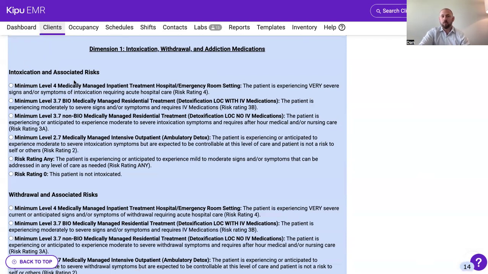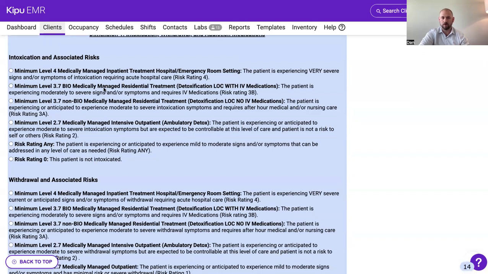Level 4, hospital emergency room setting. If they're coming in and they're having a seizure right in front of us, clearly that's not what our facility is designed for. 911, paramedics need to take them to the emergency room. We should not get clients like this. How do they even get to our facility? That's going to be crazy. So that really shouldn't happen. Level 4. 3.7 and 3.5. 3.7 and 3.5 is really what we're built for.